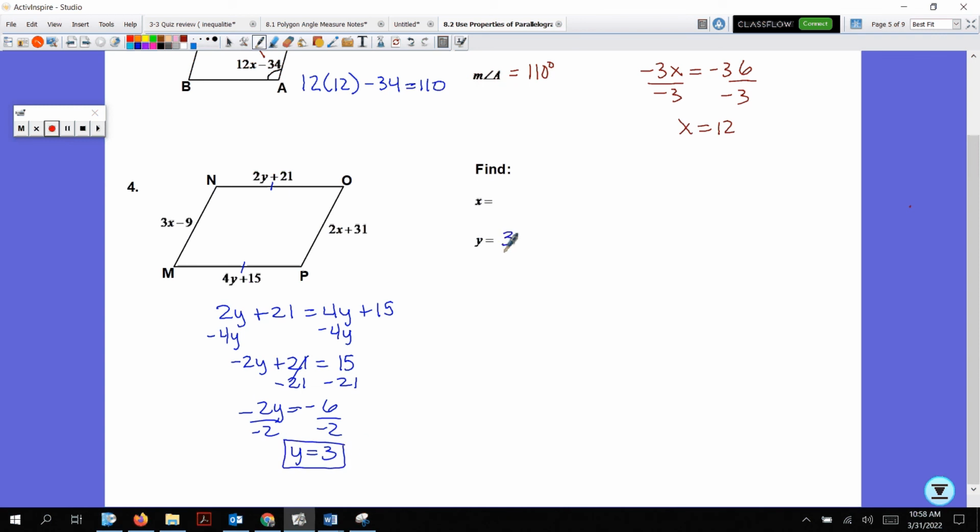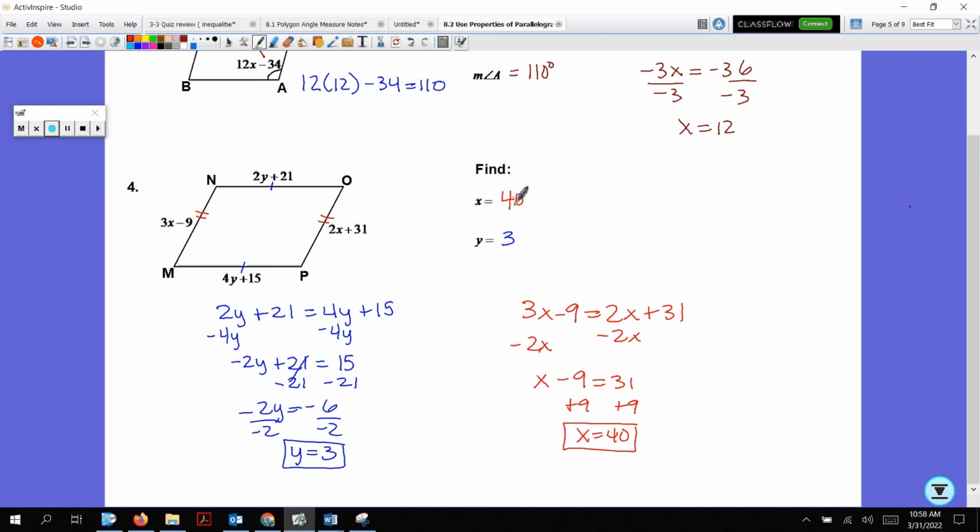All right, then the same goes for these other two opposite sides. MN is congruent to PO. So 3x minus 9 is equal to 2x plus 31. I'm going to do the same thing. I'm going to subtract 2x. It gives me x minus 9 equals 31. I'm going to add 9. And x is equal to 40.